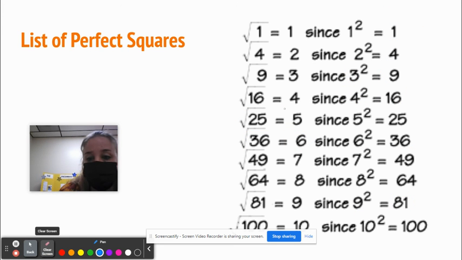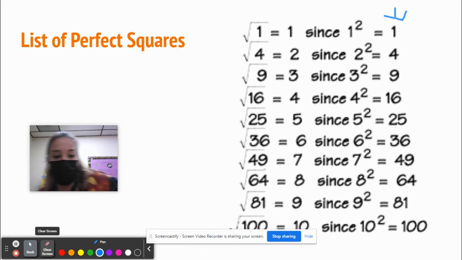I want you guys to take your phone, take a picture, or write down these perfect squares, because this is going to come in handy. It's going to come in handy to have it. So you could either take a picture or write it down.